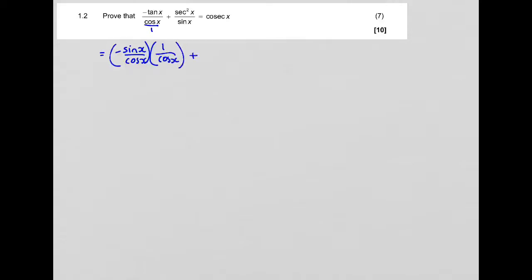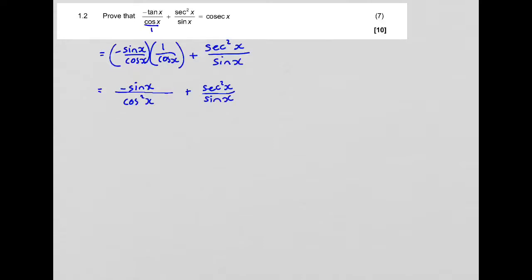Alright, the second fraction I'm going to leave as it is for now because there's not much you could do other than changing reciprocals, etc. But for now, let's leave that because we can see that there might be some kind of a squares identity forming at the bottom. Alright, let's deal with that bracket. So that becomes negative sine x over cos squared x plus sec squared x over sine x.